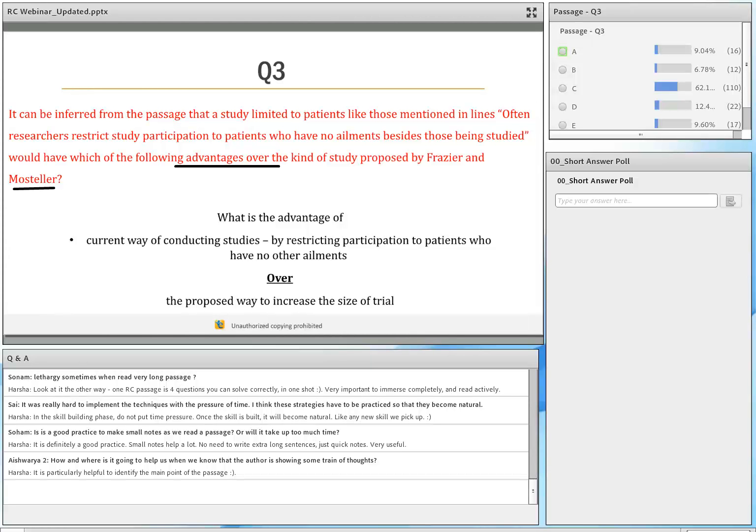So what's the advantage of the current way of doing studies over enrolling a broader array of patients? A, 2 steps would be reduced to 1. The second is that the applicability will be more. All right. Everyone with me so far? Yes, no?